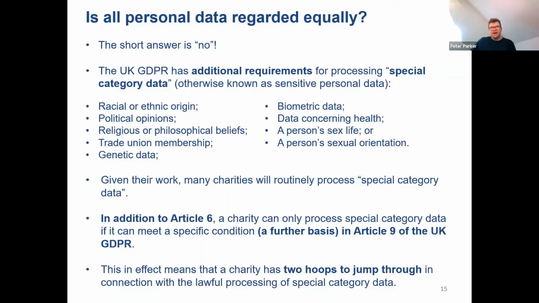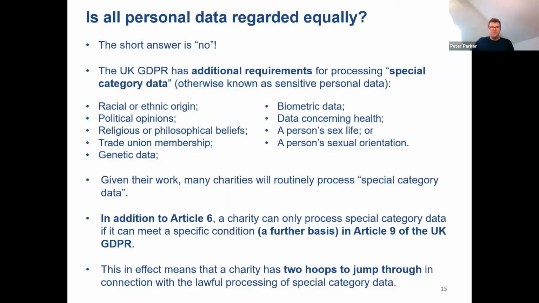The UK GDPR has additional requirements in relation to the processing of what it defines as special category data, otherwise known as sensitive personal data. And this is personal data revealing the racial or ethnic origin of a data subject, their political opinions, their religious or philosophical beliefs, any trade union membership, genetic data, biometric data, or data concerning that person's health, sex life, or their sexual orientation. Given their work, many charities will routinely process special category data, particularly in relation to their beneficiaries.